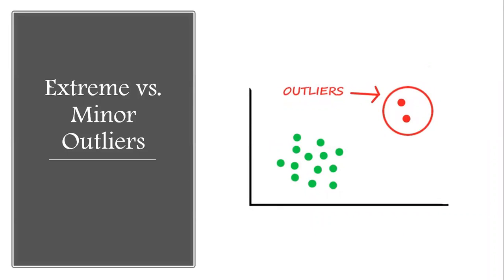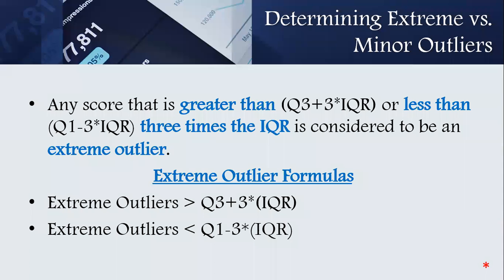Now let's discuss the difference between extreme and minor outliers. There are some outliers that are considered to be extreme and others that are considered to be only minor. There is a specific formula that we utilize in statistics in order to determine which outliers are extreme and which ones are minor. Any score that is greater than or less than 3 times the IQR is considered to be an extreme outlier. And here are our extreme outlier formulas.